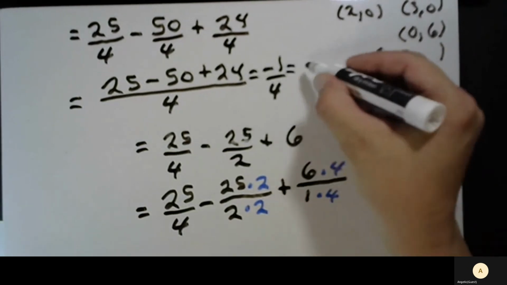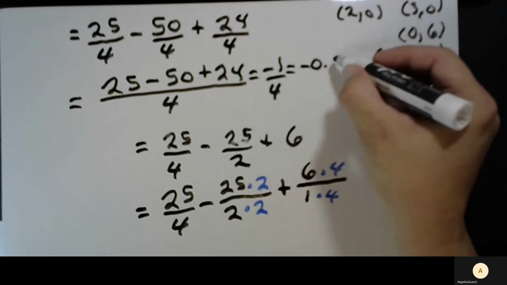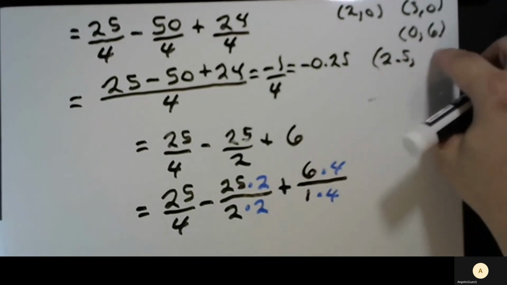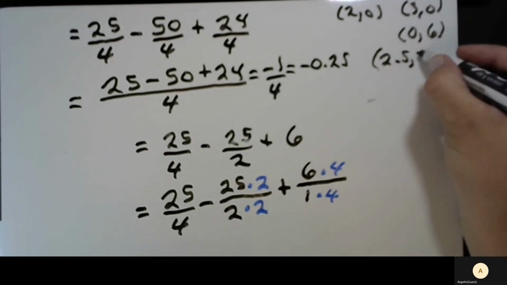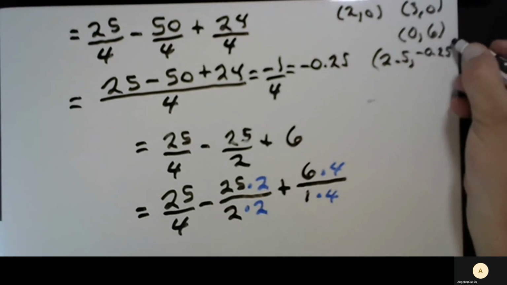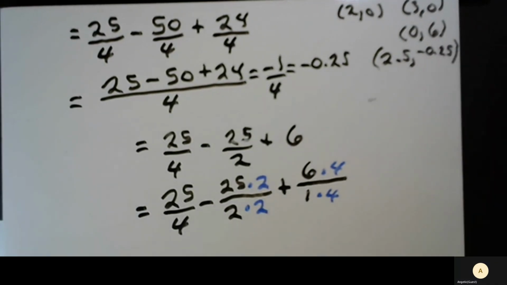Or as a decimal, -0.25. So this is going to be the y-coordinate of our vertex.